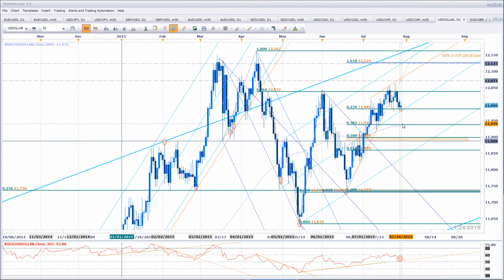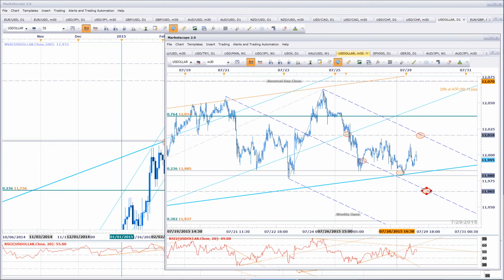All right, so the dollar breakdown, it's a make or break level right here at 985, 980. Any questions on the greenback?